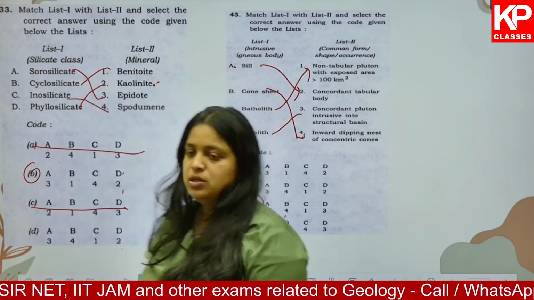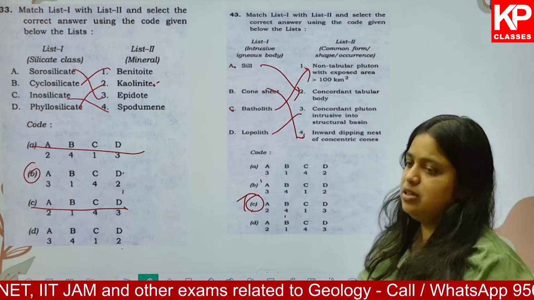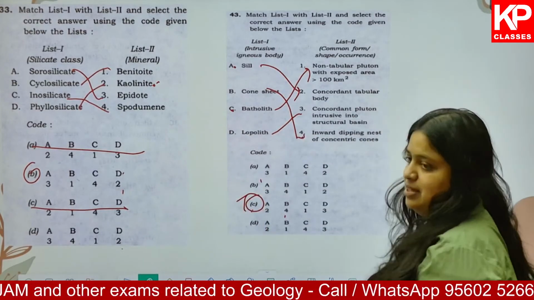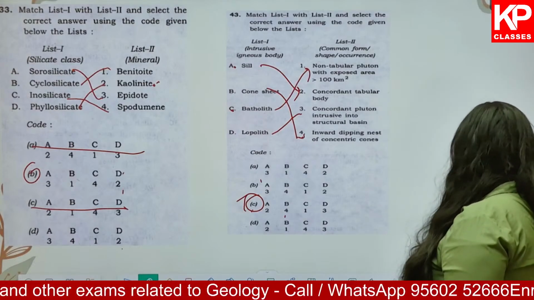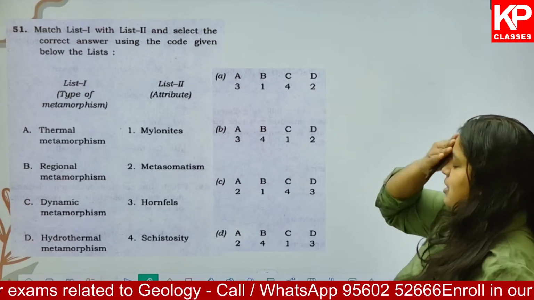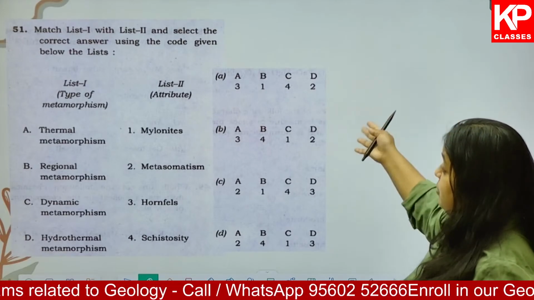Okay, let's move on. Are you getting the options? 43C. Yes, good. Now match the list 1 with list 2. Again the correct answer using the code given below in the list.